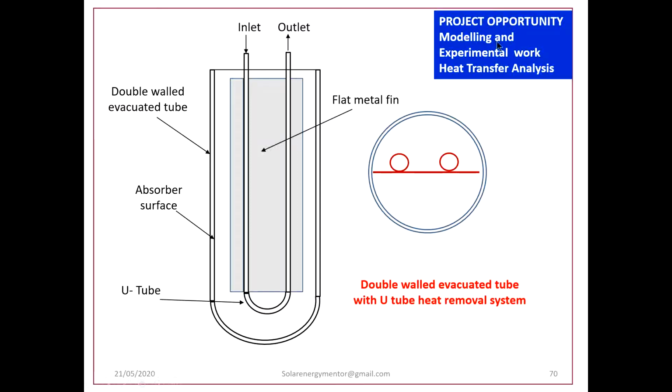So there is a project opportunity of modeling such type of evacuated tubes. Then experimental work: you can build one such tube, you can build one such absorber, and then undertake experimental work. Third project possible is to go for heat transfer analysis. Like what is the overall heat loss coefficient? What is the top loss coefficient? And then at what rate? If we change the diameter of the tube, if we change the spacing of the tube, what will happen to heat transfer analysis?